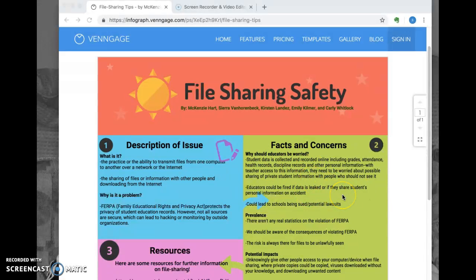I've already touched on why educators should be worried. Again, you don't want to leak any information that is not supposed to be leaked. That's only supposed to be shared with certain people, and that's confidential. They can also be fired if the data is leaked.